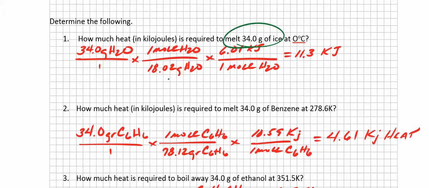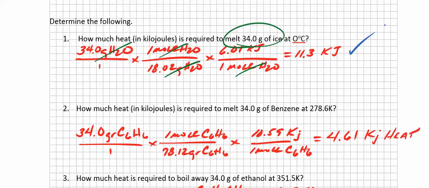So 18.02 grams per mole of water. That allows me to cancel this with this, and I'm going to be left with moles of water. Now, I've been told that the heat of fusion for water is 6.01 kilojoules per mole. So I'll multiply that across. I'll cancel moles of water with moles of water, and I'm going to be left with kilojoules. I'll multiply across and then divide, and I get 11.3, to the correct number of significant digits, and again, that's kilojoules of heat. So to melt the 34 grams of ice at 0 degrees Celsius, I'm going to need to apply 11.3 kilojoules of heat, and that'll do it for my first one.